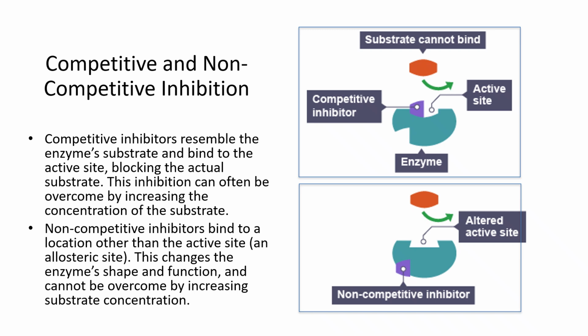Competitive inhibitors resemble the enzyme's normal substrate and compete for the active site. Their effect can often be reduced by increasing substrate concentration. Non-competitive inhibitors bind elsewhere on the enzyme, changing its shape and preventing proper function, regardless of how much substrate is present.